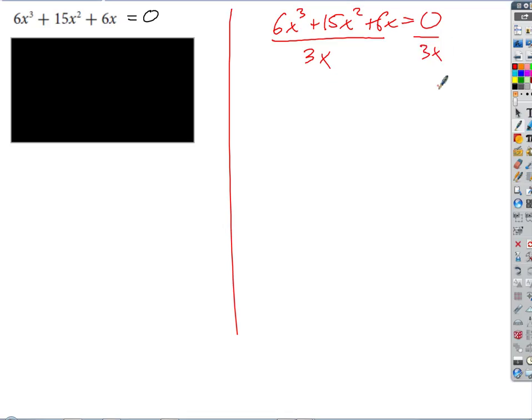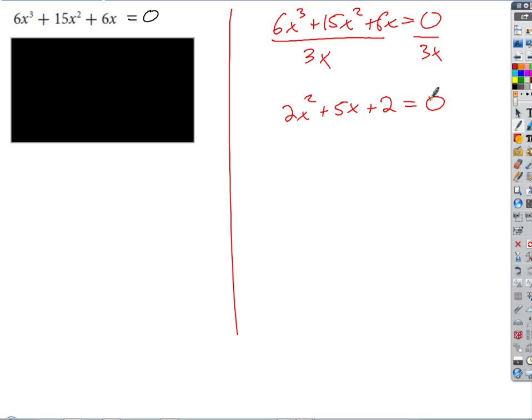On this side, we're just going to get 0, right? On this side, what are we going to get? 2x... Okay? And now what? Say it again. Yeah, solve it like a quadratic.